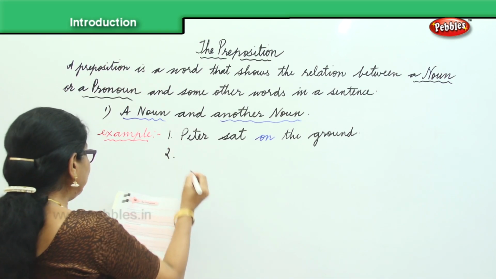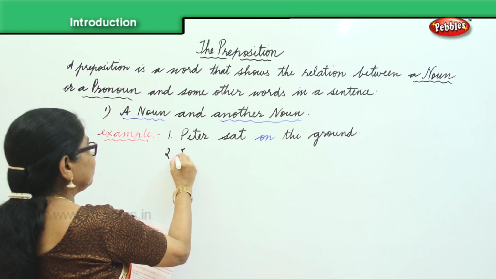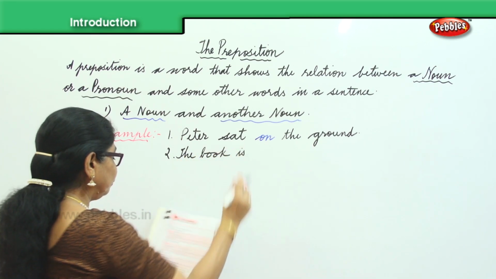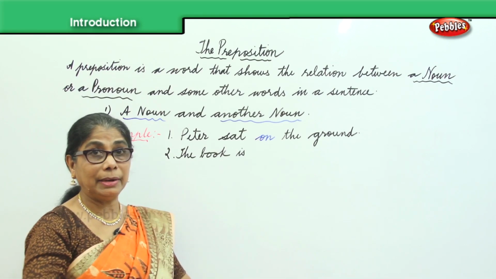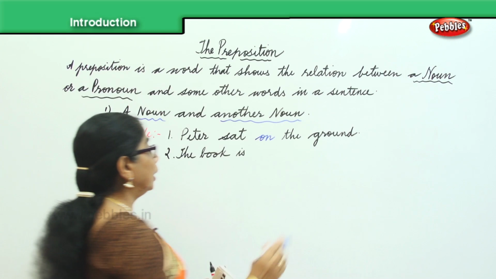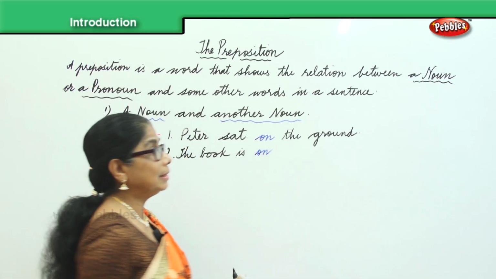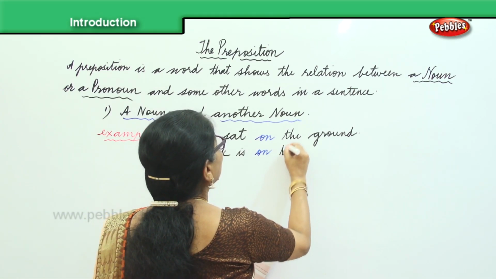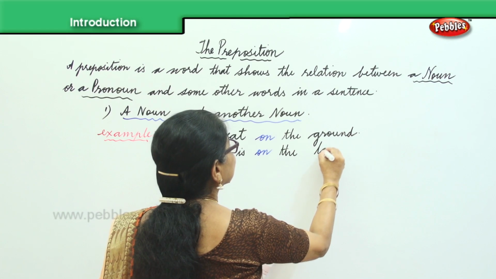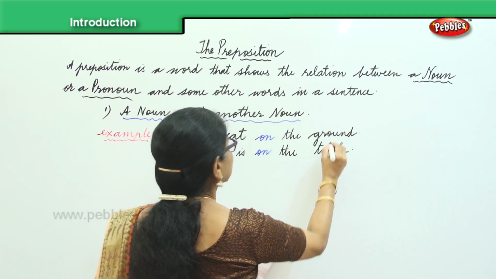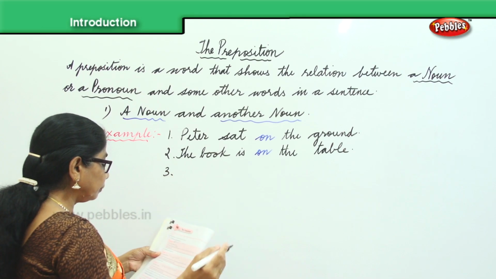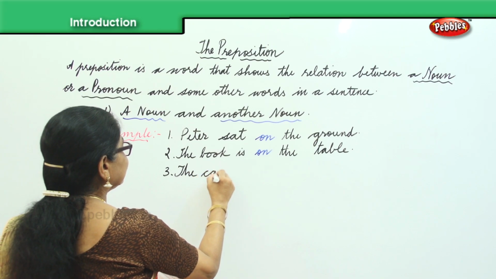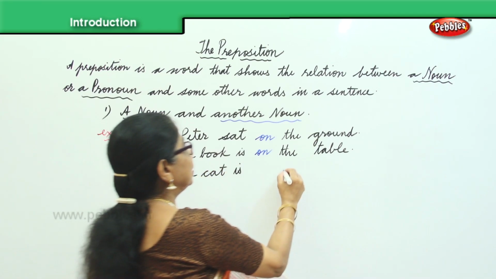One more sentence I'll give you. The book is on the table. The book is on, again, on the table. Where's the book? The book is on the table. One more. The cat is on the mat.